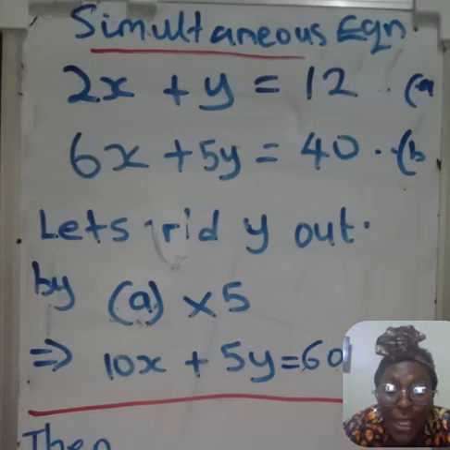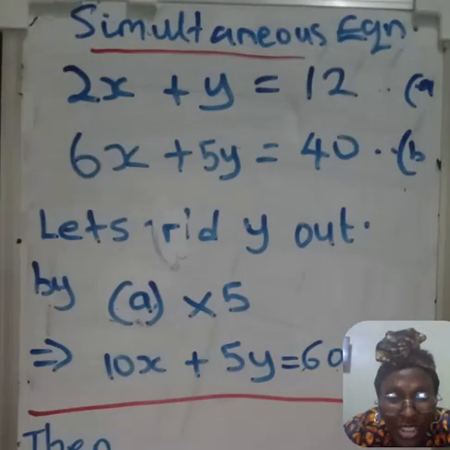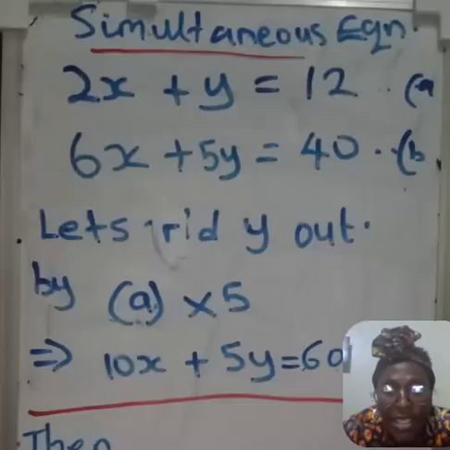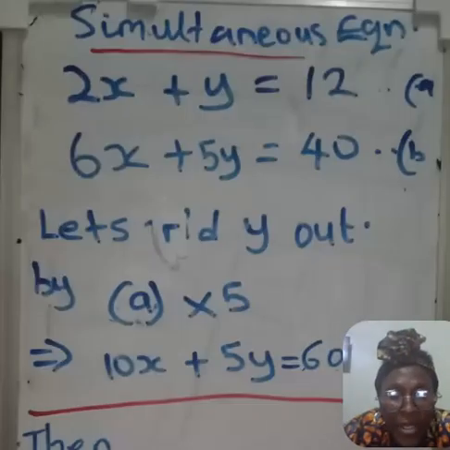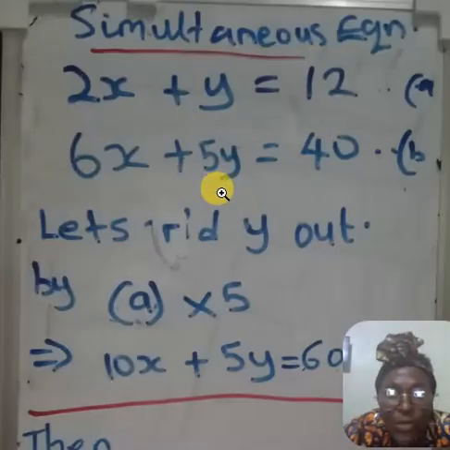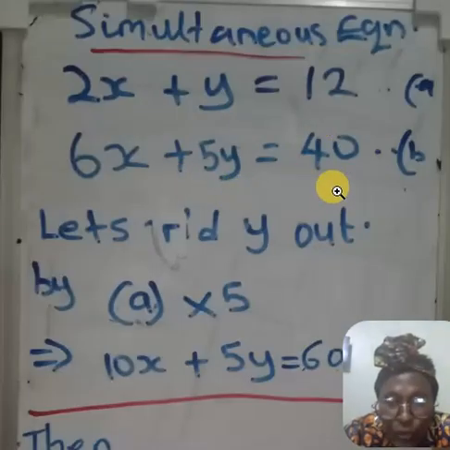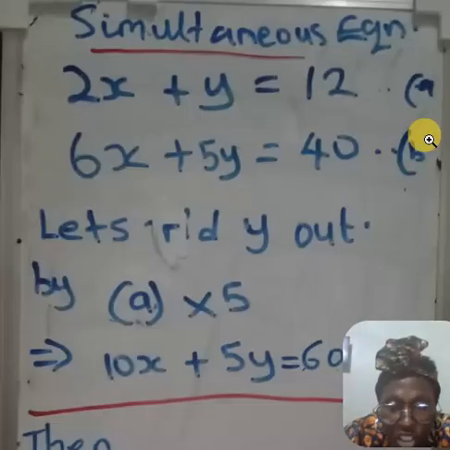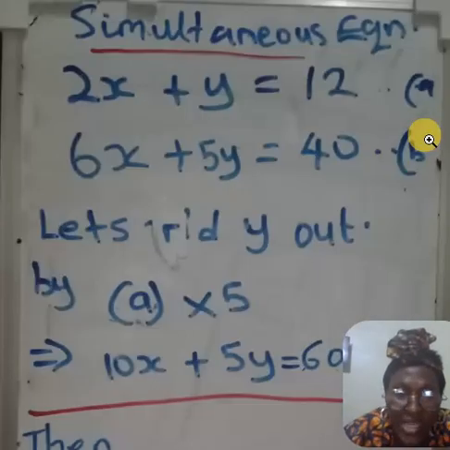This is another example of a simultaneous equation solving. Here we have 2x plus y is 12, 6x plus 5y is equal to 40. So these are the two equations that we want to address. We want to find x and y.